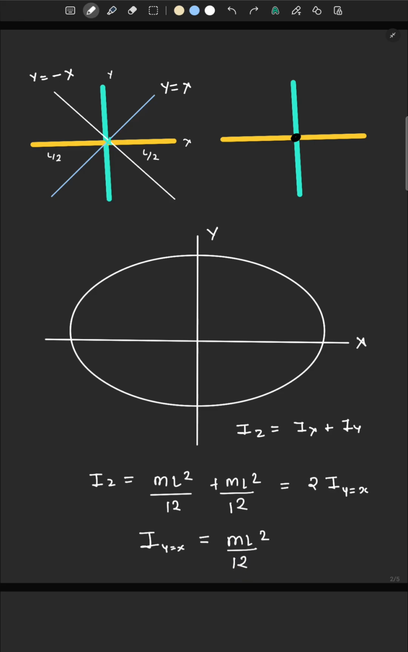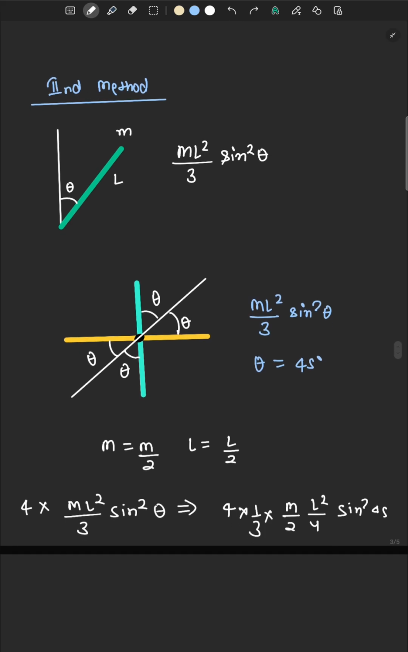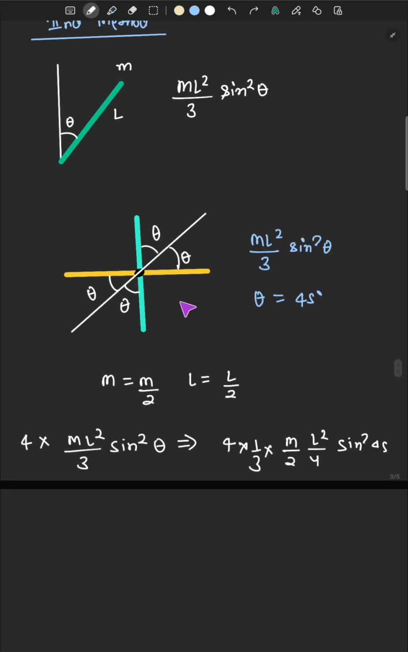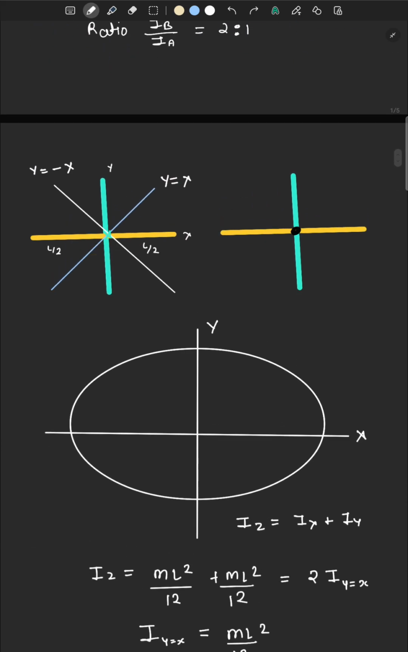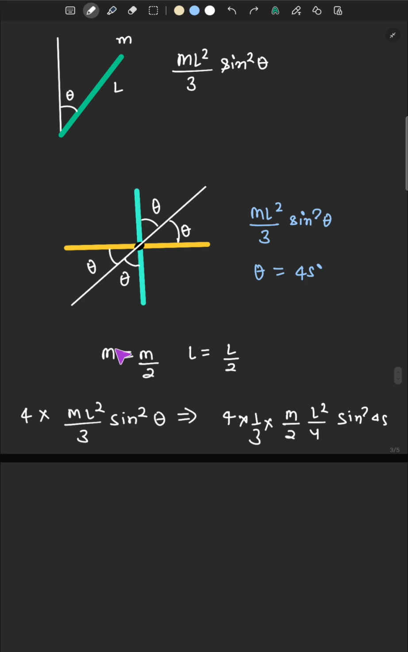Now there is yet another method to solve this question, which I have written down below. This is a line about which you have to find the moment of inertia, and this is a rod of length L and mass m. For this system, the moment of inertia comes out to be ml square by 3 sine square theta. Now let me consider that I break this system into 4 parts: 1, 2, 3 and 4. Each part will have mass m by 2 and length L by 2.